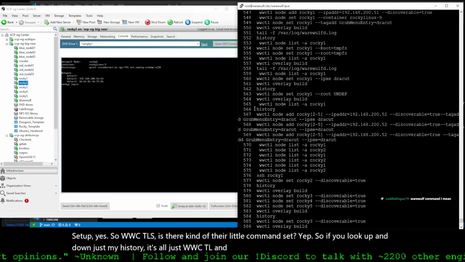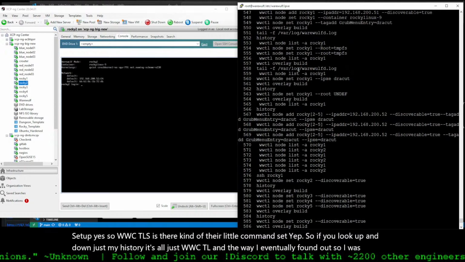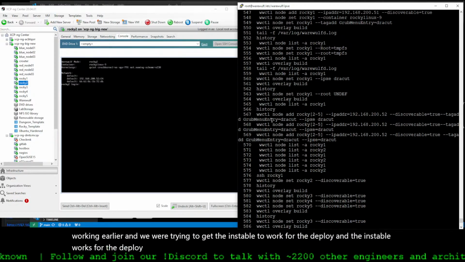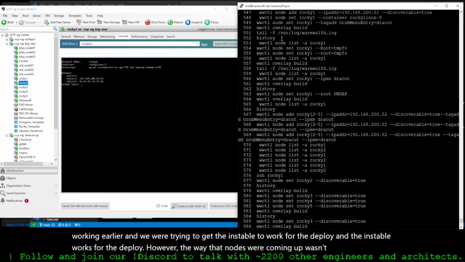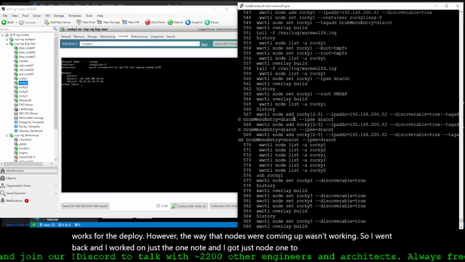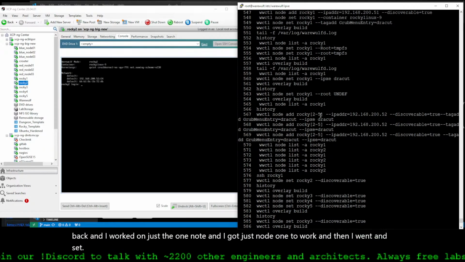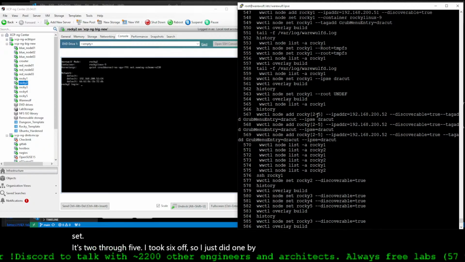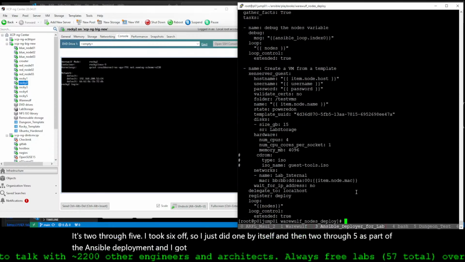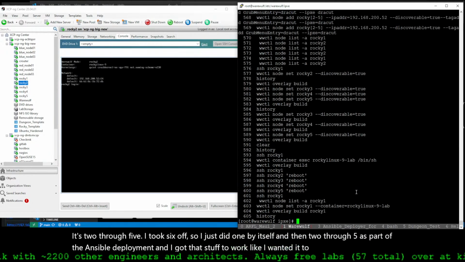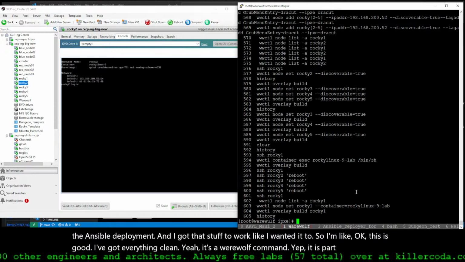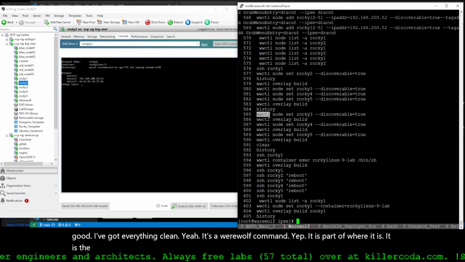And the way I eventually found out, so I was working earlier and we were trying to get the Ansible to work for the deploy, and the Ansible works for the deploy. However, the way the nodes were coming up wasn't working. So I went back and worked on just the one node, and I got just node 1 to work. And then I set nodes 2 through 5. I took 6 off. So I just did 1 by itself and then 2 through 5 as part of the Ansible deployment. And I got that stuff to work like I wanted it to. So I'm like, okay, this is good. I've got everything clean. Yeah, it's a Warewulf command. Yep. It is the overarching control of everything Warewulf.